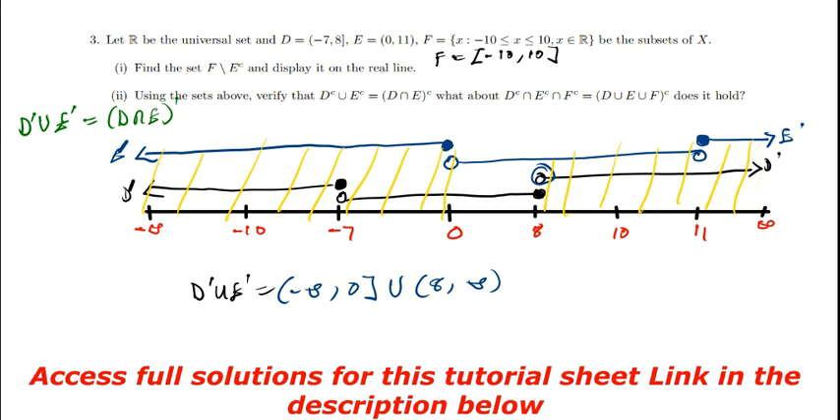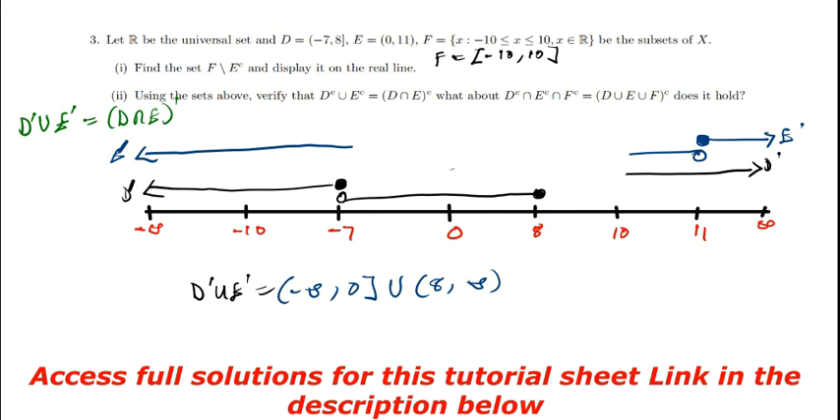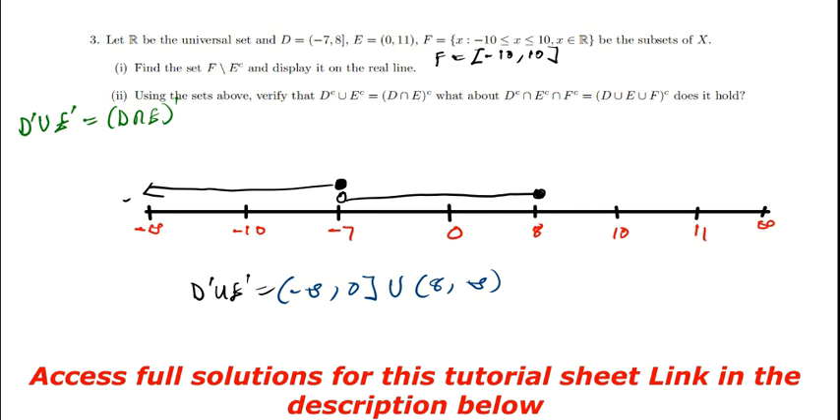So now that we have the result for D complement union E complement, let's come up with the other set, because remember that we are verifying if the two sides are equal. So that other set is, what is it saying? It's saying that we should also find D intersection E. So we should find D intersection E.